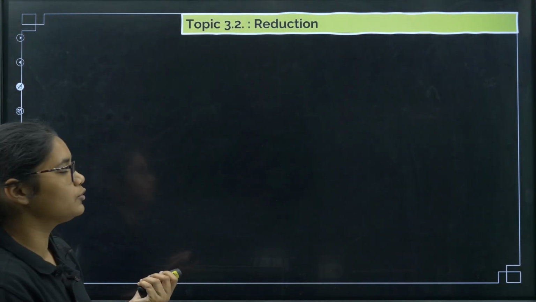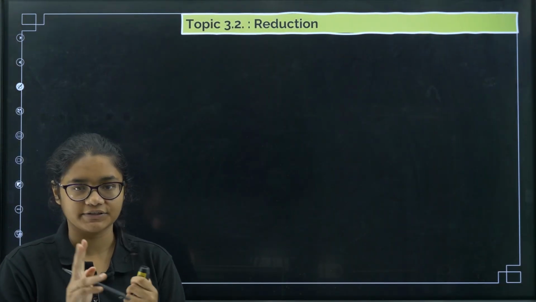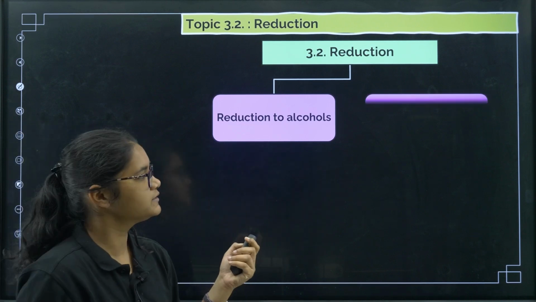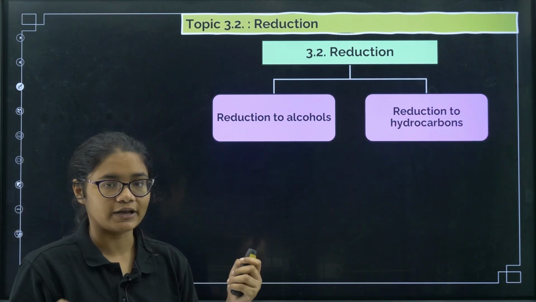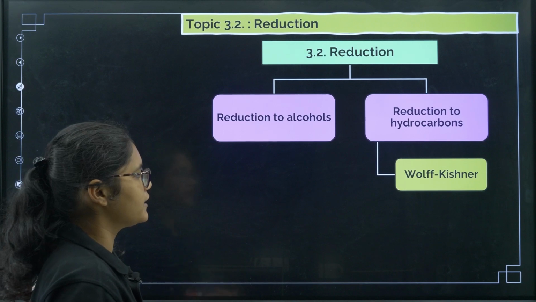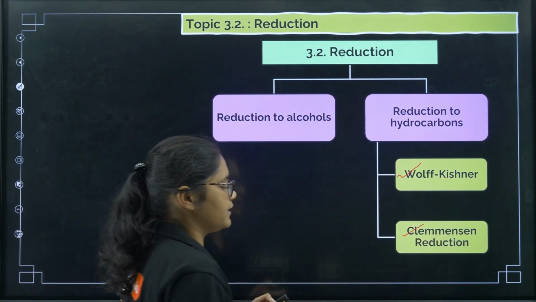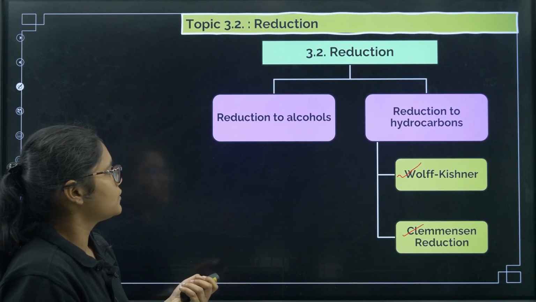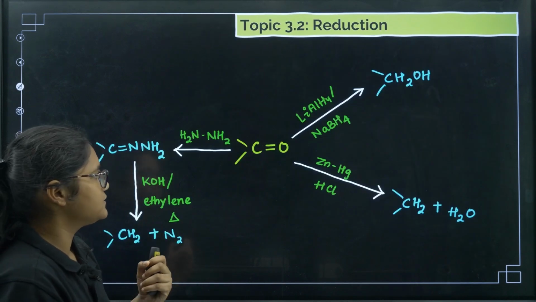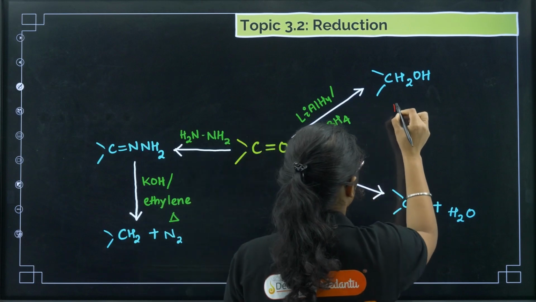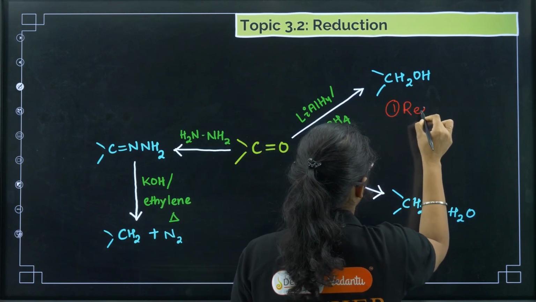So next, coming to reduction reactions. Under reduction again we have two types of reduction reaction. One is reductions to alcohols and another is reductions to hydrocarbons. Under reductions to hydrocarbons we have two reactions, Wolff-Kishner and Clemmensen reduction. So now coming to see their reactions. The first one is reductions to alcohols.